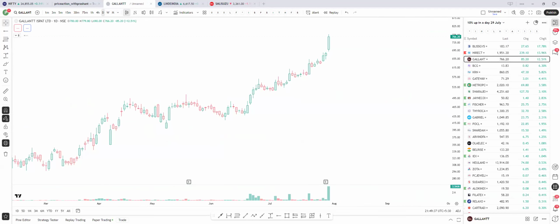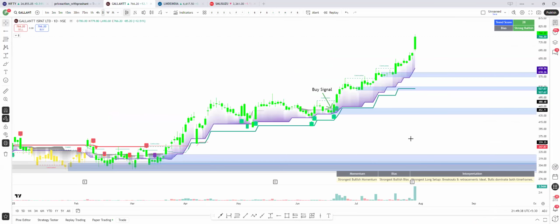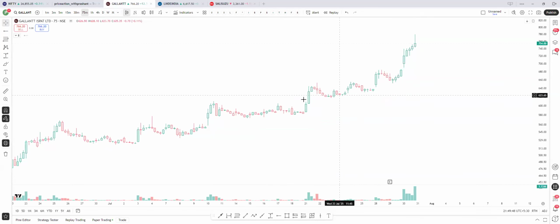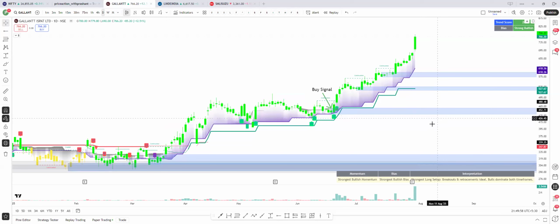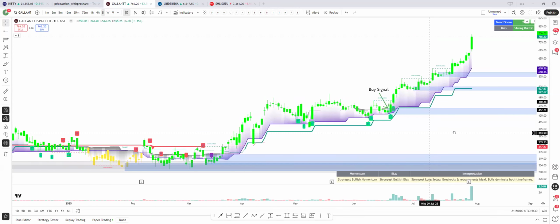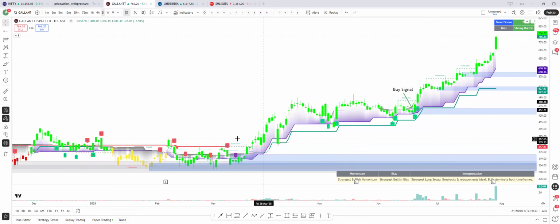See, Gallant has gone up 12% today. I had given this name as well in our group, and it has gone up nicely. So I had checked it on 75 minutes. It was in good momentum. There were buy signals as well. When the stock is in uptrend, it just keeps going higher and higher. We can see it has been in uptrend.